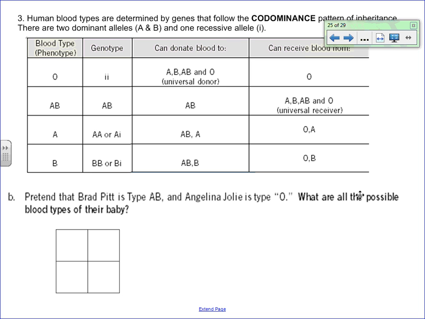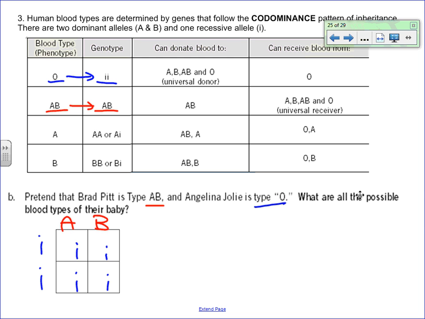For question B, it says, pretend that Brad Pitt is type AB and Angelina Jolie is type O. What are all of the possible blood types for their baby? All right, so we know Brad Pitt is type AB. Type AB means his genotype has to be AB. So what we can do is put Brad Pitt at the top. Now Angelina Jolie is type O. If she's type O, the only genotype that she could have is ii, which means that she will go on the side. All right, we fill out our Punnett square.